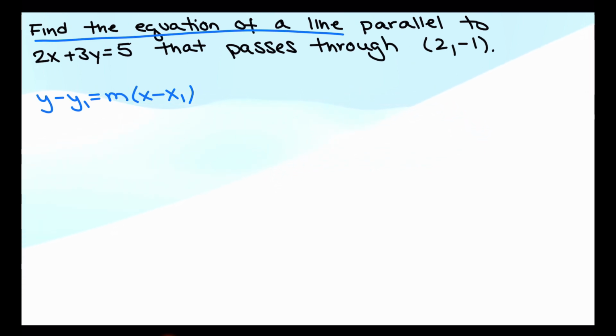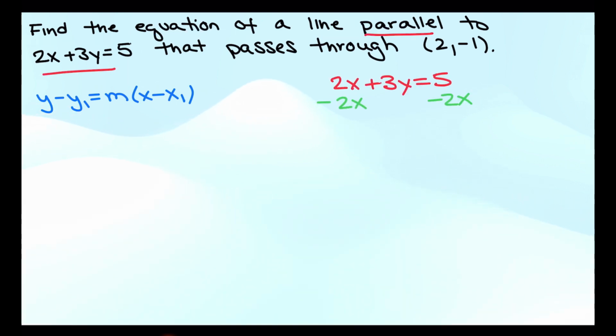Anytime I want to write the equation of a line, I think about that point slope formula, and I always need to plug in the slope and a point. In this problem, a point was given to us, (2, negative 1), but we have to do some work to find the slope. We're going to get the slope from the fact that our line is parallel to 2x plus 3y equals 5. So I'm going to try to find the slope of 2x plus 3y equals 5, and I'm going to do that by putting it in slope-intercept form.